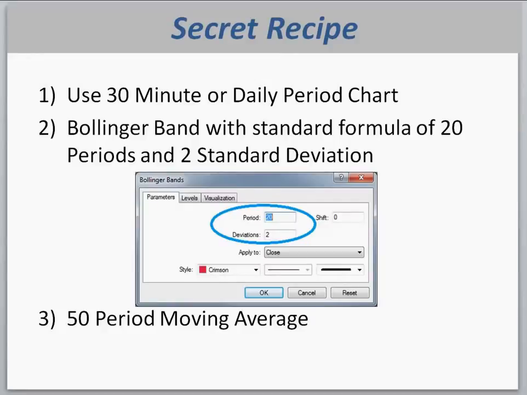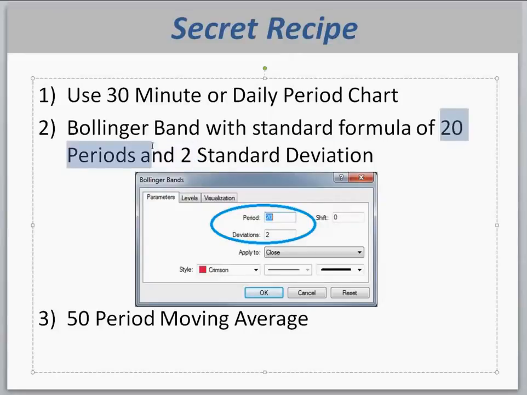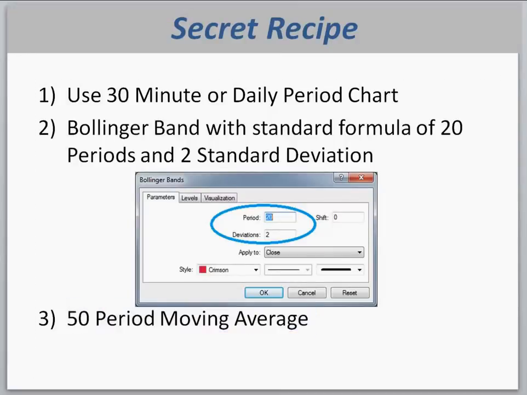We're also going to use a Bollinger Band with the standard formula that I told you before. If you're using the MetaTrader platform, when you're adding Bollinger Bands, the window will look something like this. You just have to have the period of 20 and the deviations of 2, and then you're good to go. When you add your moving average, we're going to use a 50-period moving average. So we have our 20 period, which is our shorter term moving average, and our longer term moving average is going to be 50.